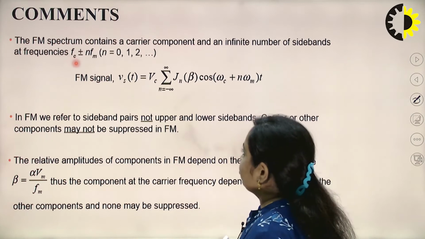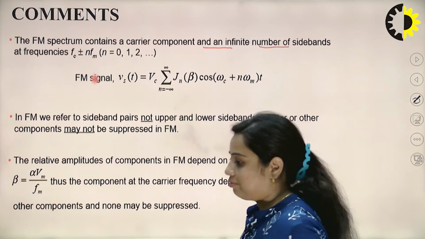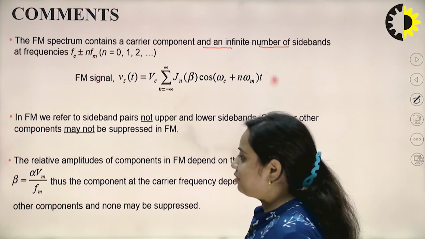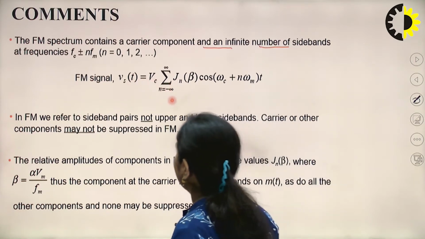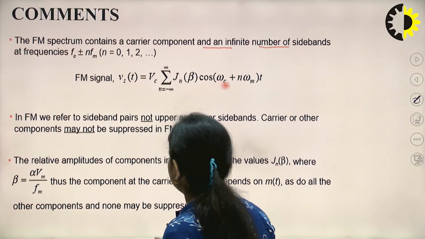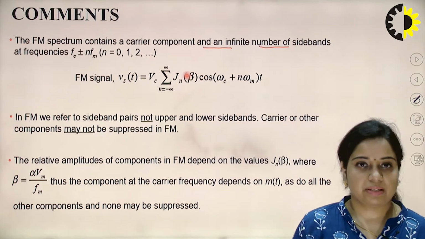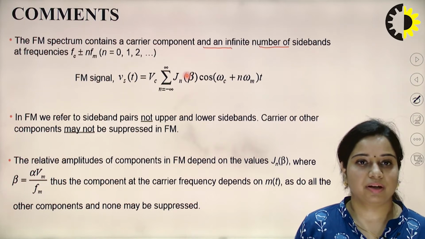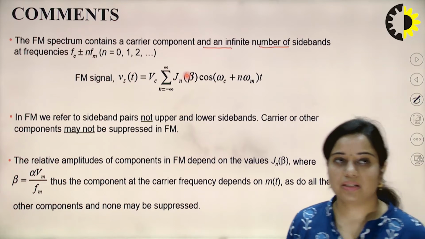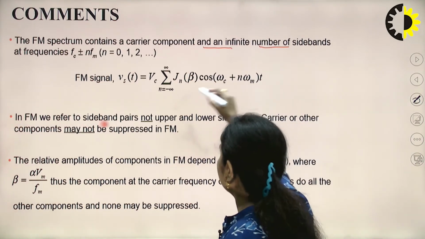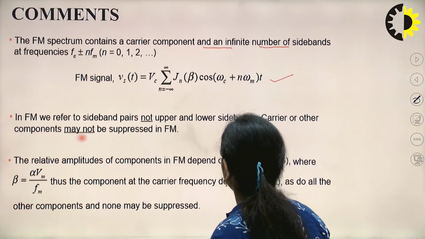The FM spectrum contains a carrier component and an infinite number of sidebands at frequencies fc plus or minus n fm, where n goes from 0, 1 up to infinity. So this can also be reduced to a Bessel function, or Bessel function of nth order and first kind. It will be written as v(t) equal to Vc, summation n from minus infinity to infinity, Jn(beta) cos (omega c plus n omega m) t.